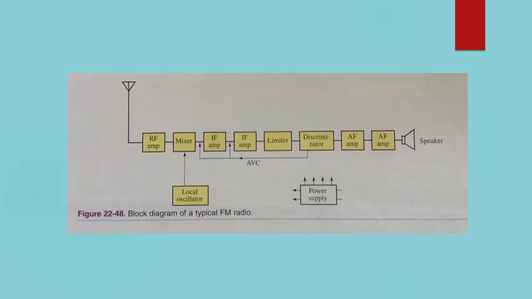FM receiver. A block diagram of a complete FM receiver is shown in figure 22.48. Each block is labeled according to its function in the system. The FM receiver is similar to the superheterodyne AM receiver with three exceptions. The incoming signals to be tuned are from 88 to 108 megahertz. The IF frequency used in the FM radio is 10.7 megahertz, though the same heterodyne principles apply as with the AM receiver. The detection method used in an FM receiver is different.